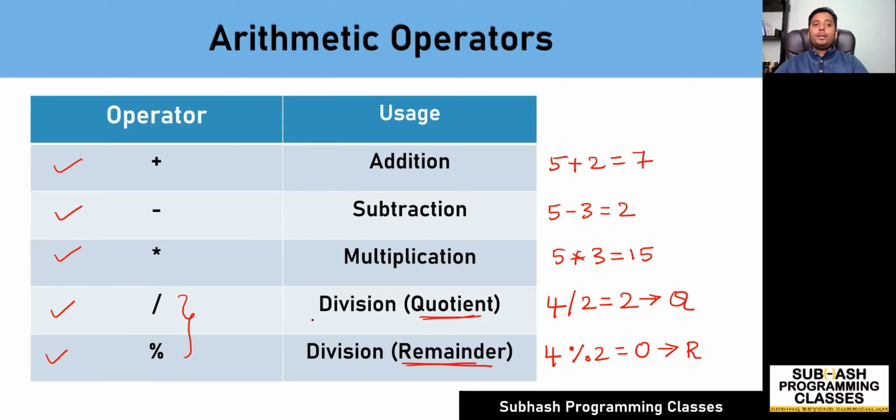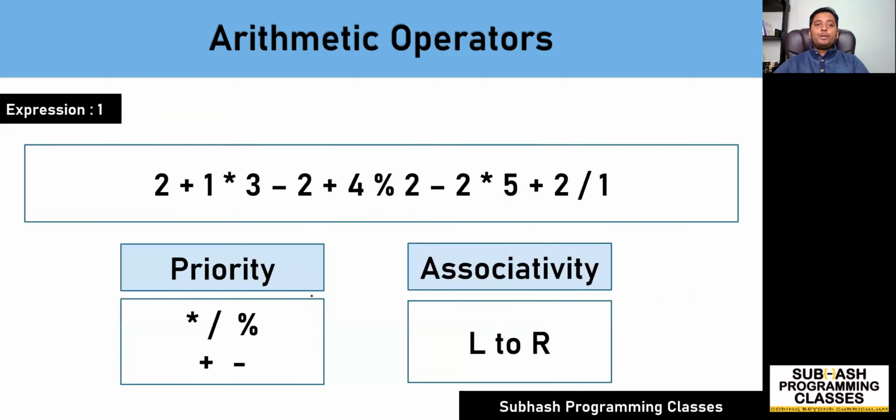Okay, so knowing these operators, let us now go and solve an expression, right? As you can see on the screen, we have an expression over here. For those people who don't understand what an expression is, it is nothing but a combination of operators and operands, which when put together and evaluated will result in a final value, right? That is basically called an expression. And in our example, we have an expression which says 2 plus 1 multiplied by 3 minus 2 plus 4 modulo 2 minus 2 multiplied by 5 plus 2 divided by 1, right? This is our expression.